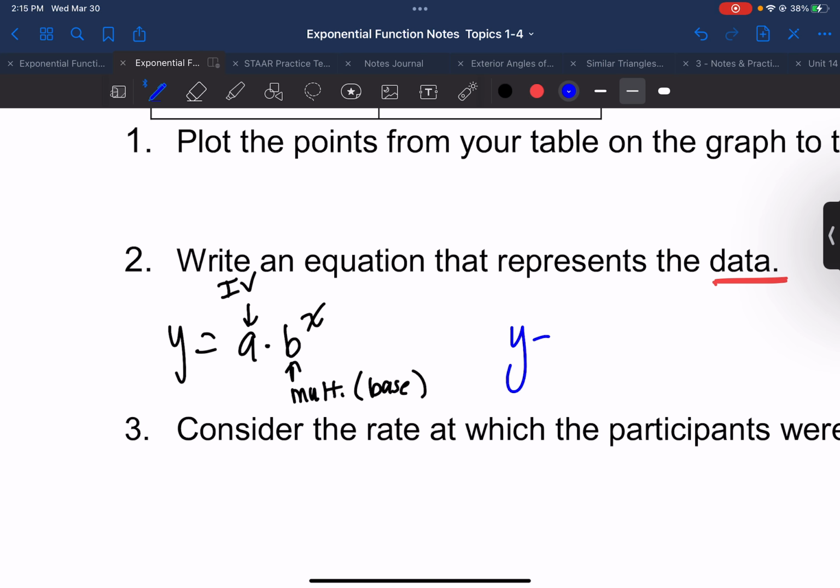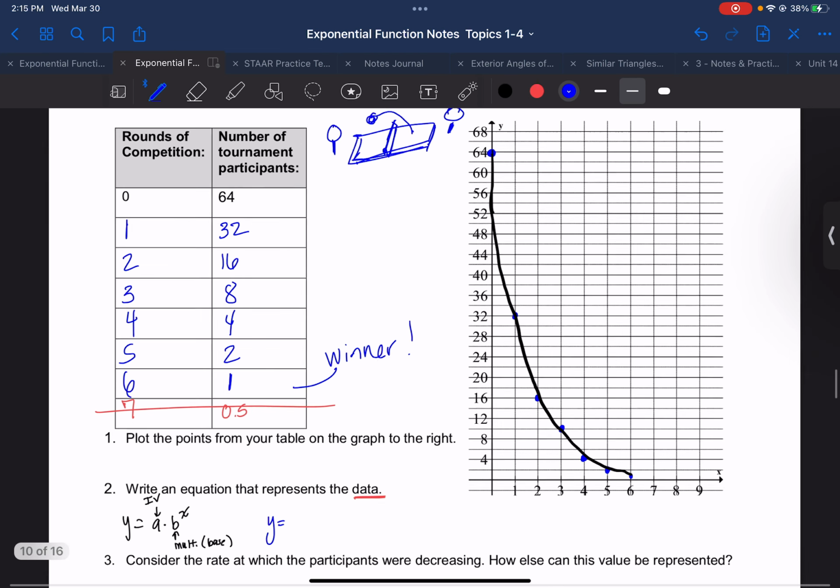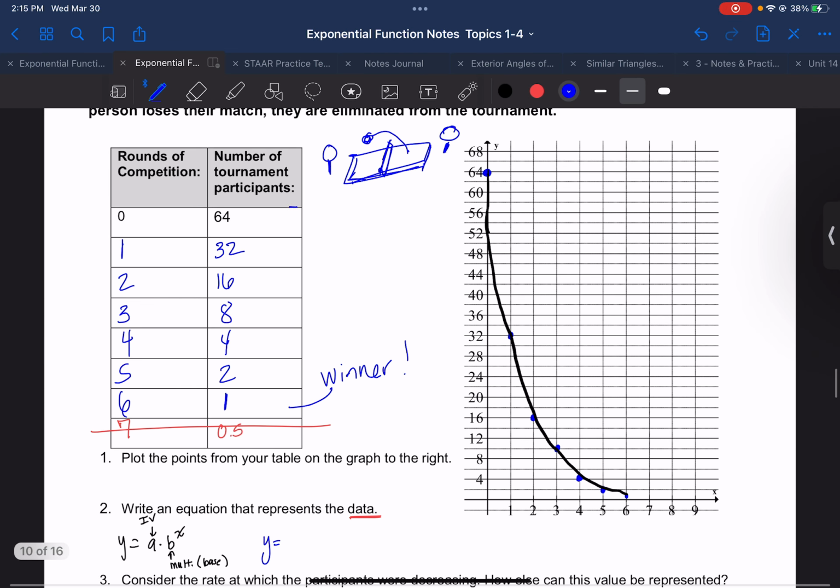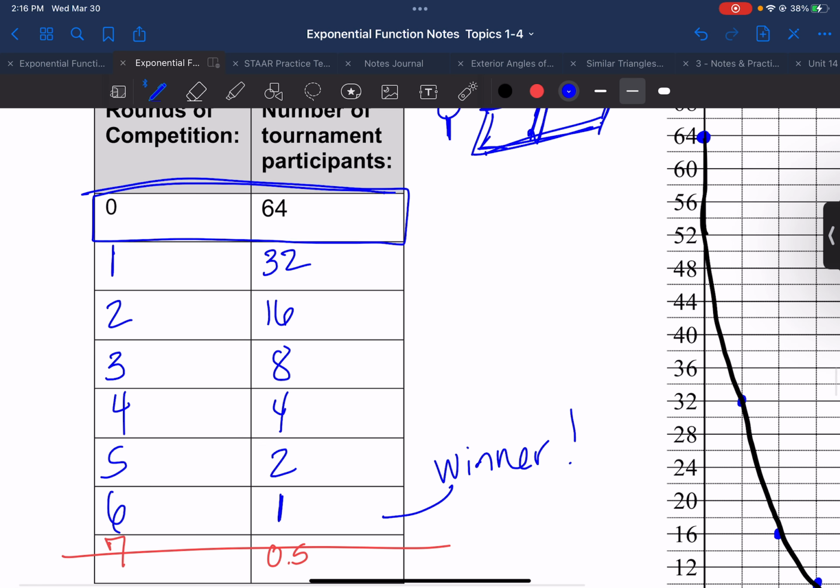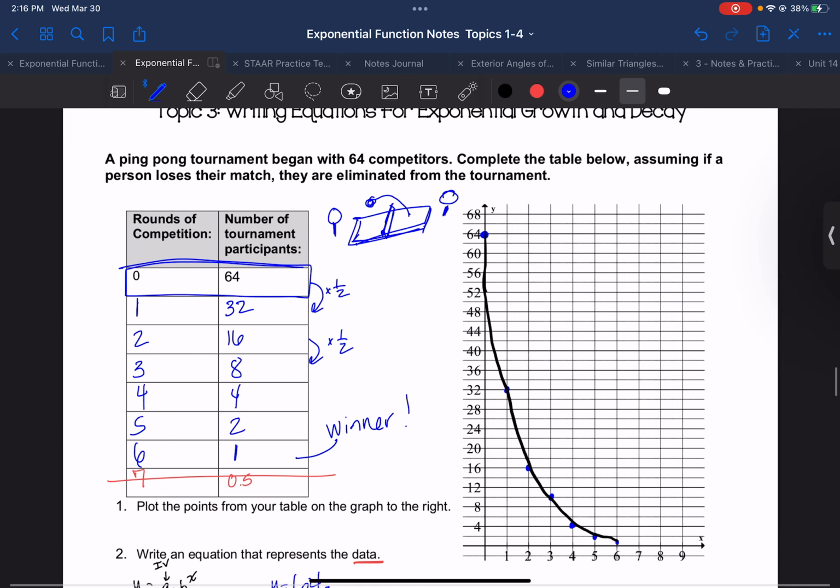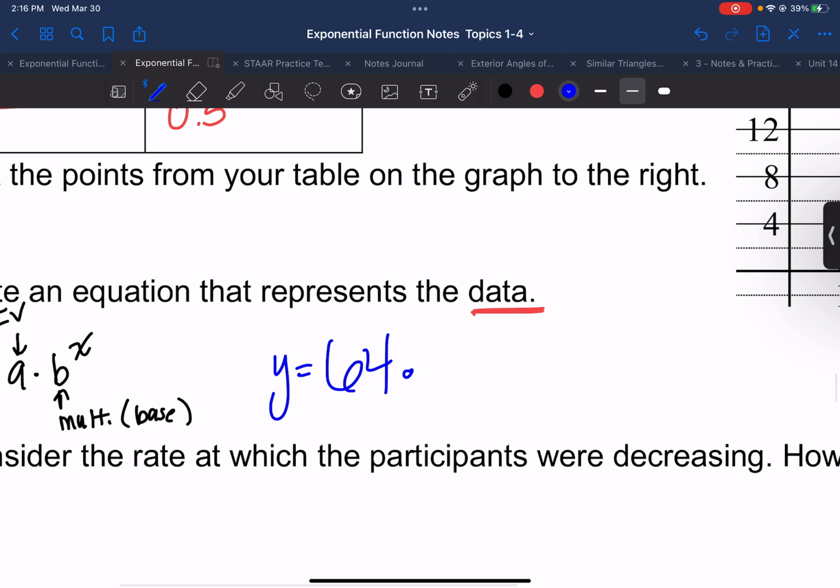So it's going to be y equals, what's my initial value? I want to find my initial value when my x value is 0, right? Here's my initial value, 64. And then my multiplier, I have to figure out how these are changing from here to here. What's my multiplier? We're multiplying times 1/2, right? Same from here to here. It's also times 1/2. So that's my multiplier. Bam. All to the power of x, because this is an exponential graph.